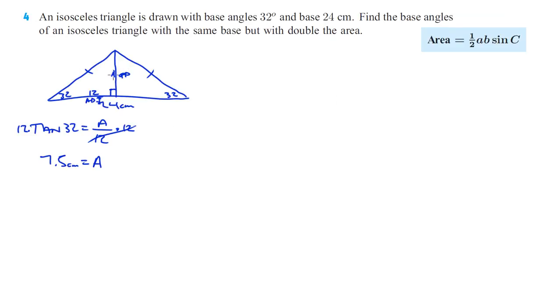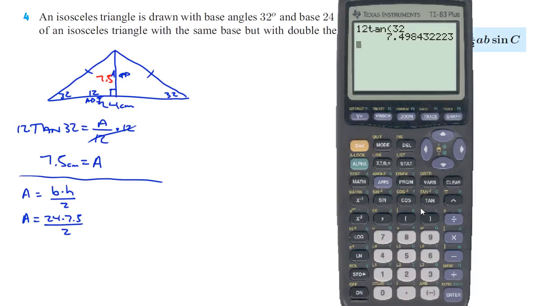So this here, I'll write it in red so we can find it easier. 7.5 is that altitude. Okay, so now we can figure out what the area of this whole triangle is, right? Because it's just going to be 1/2 of the base times the height. So we don't have to use this one just yet. Okay, so let's do that. So area is going to be base times height divided by 2. So the base is 24. The height is 7.5 divided by 2, and that'll give us the area of that triangle there.